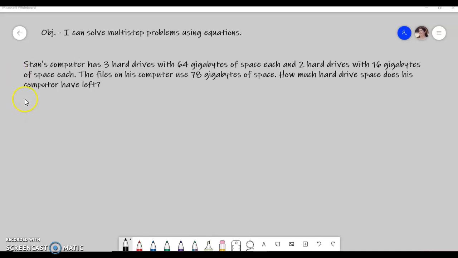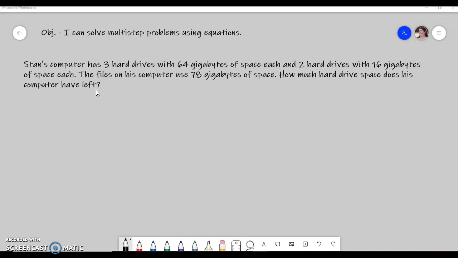So, first time. Stan's computer has 3 hard drives with 64 gigabytes of space each, and 2 hard drives with 16 gigabytes of space each. The files on his computer use 78 gigabytes of space. How much hard drive space does his computer have left?